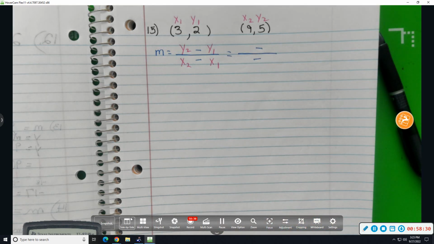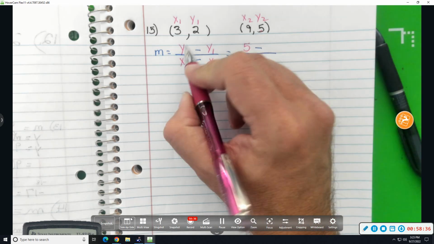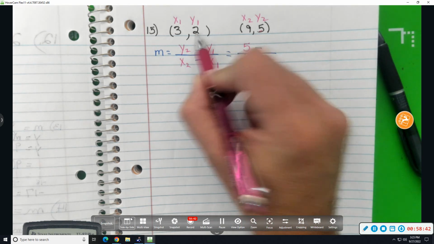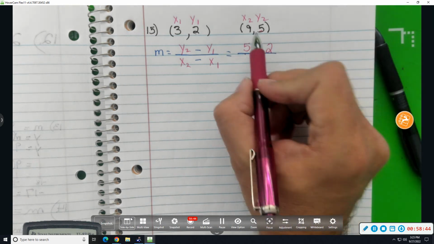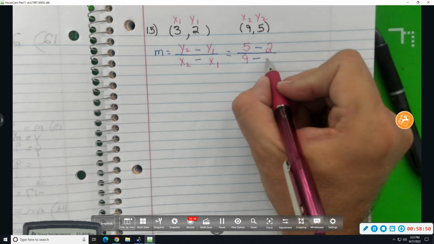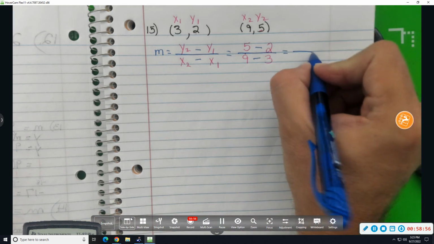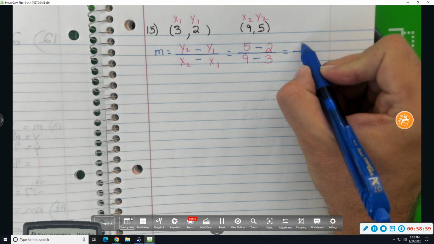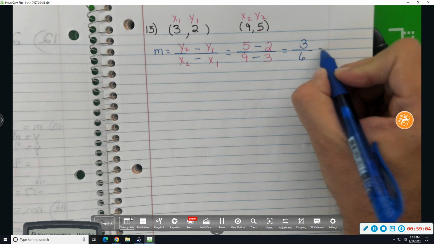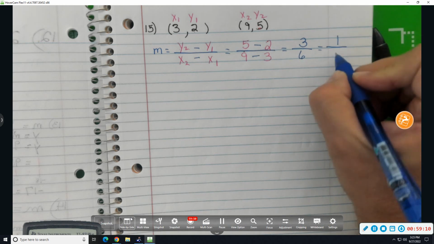So let's see, talk me through it. What am I going to write here? It's going to be y2, which is 5, minus y1, over x2 minus x1. So 5 minus 2 is 3. 9 minus 3 is 6. What are we getting for this slope? It got quiet in here all of a sudden. 1/2?